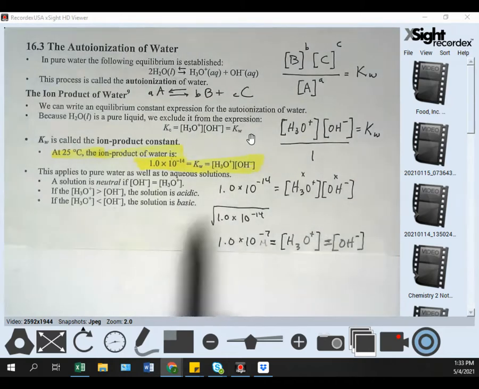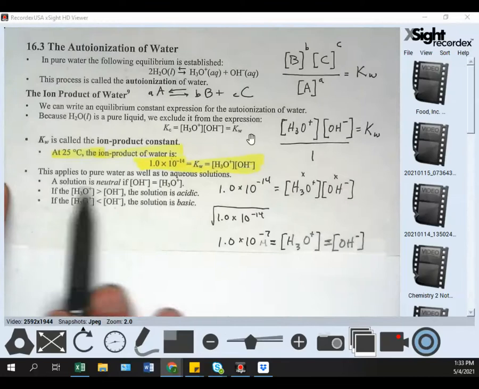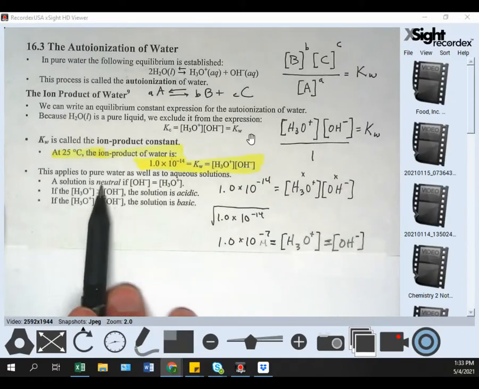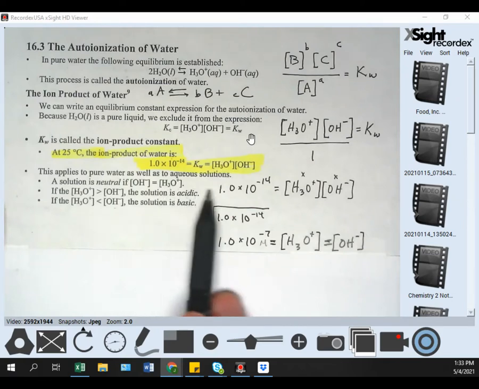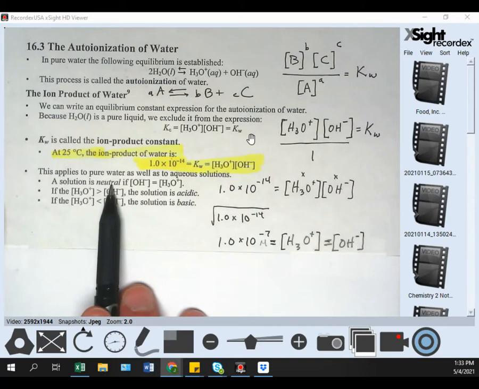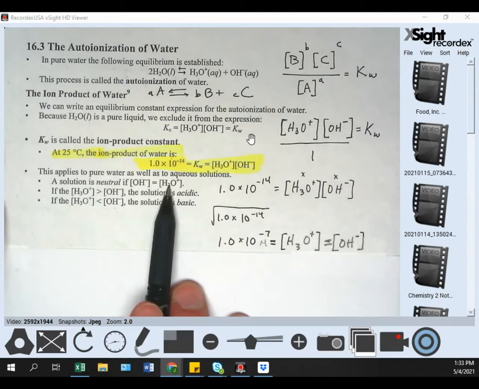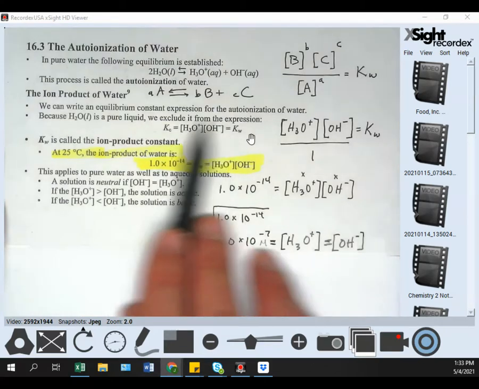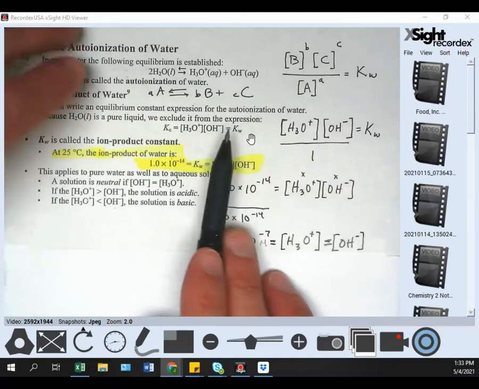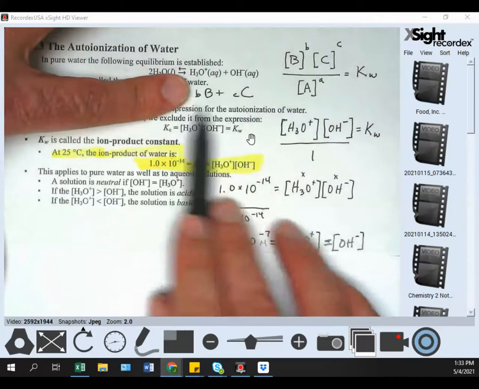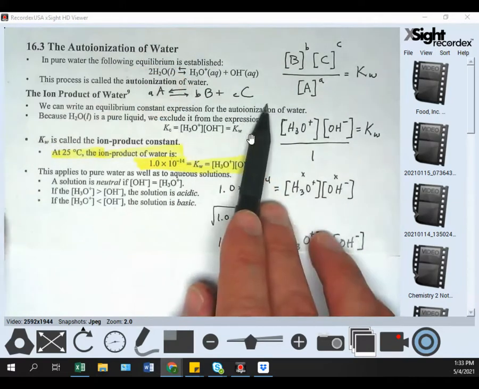So we've got some things down here to remember. If the concentration of hydroxide equals the concentration of hydronium, if they're the same, then it's neutral.